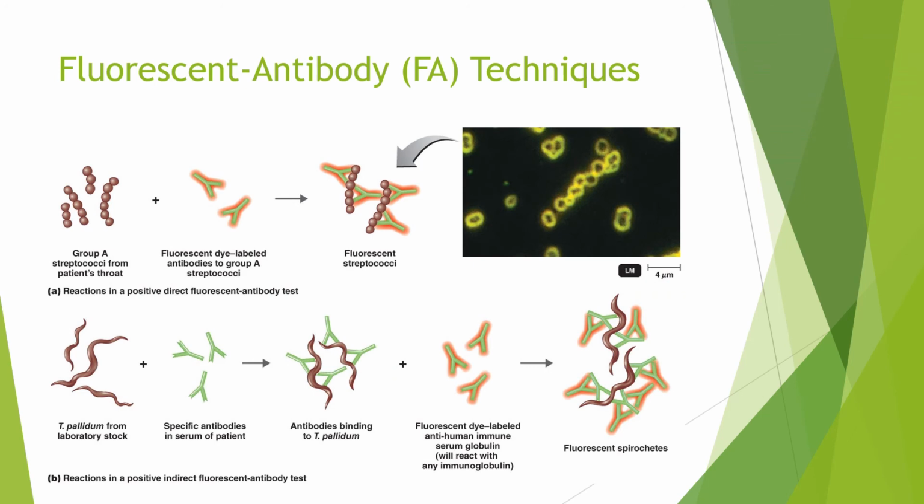Another test we do is the fluorescent-antibody technique. Again, we want to figure out whether the patient has the specific antibodies against that bacterial infection, or whether the patient has that bacterial antigen. One way of doing it is we get a sample from the patient's throat, and we are suspecting that the patient has streptococci bacteria. We add to the patient's sample specific antibodies that are capable of binding to those streptococci bacteria.